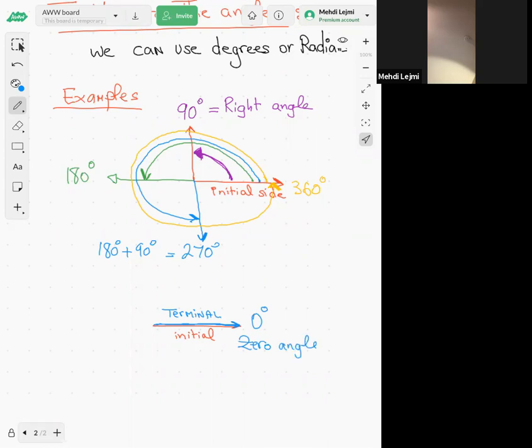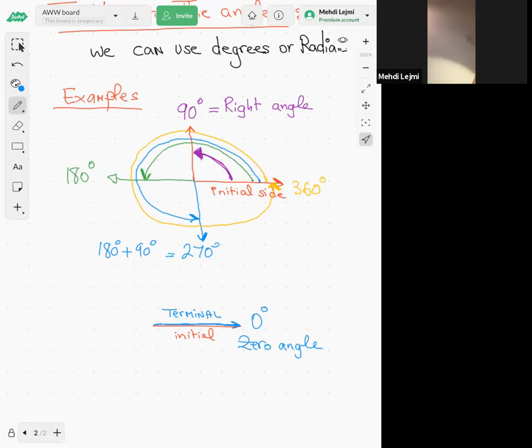I mean, if you don't have any rotation, if you don't move, right? If your initial side is the same as your terminal side and you don't do any rotation, then that will be the zero angle. Okay. Anyway, so this is just some examples of well-known angles in degrees, right?